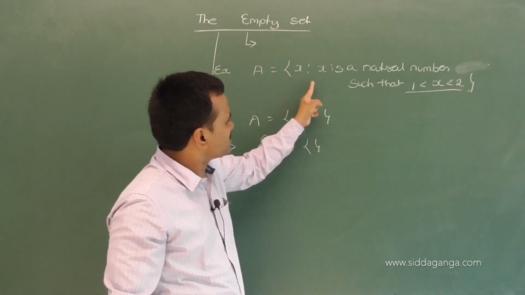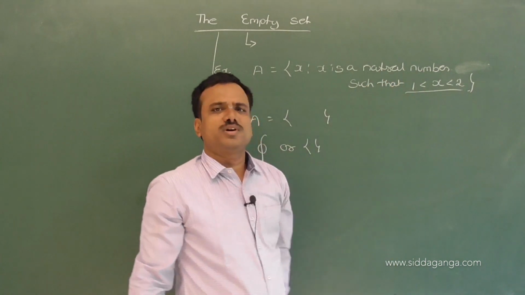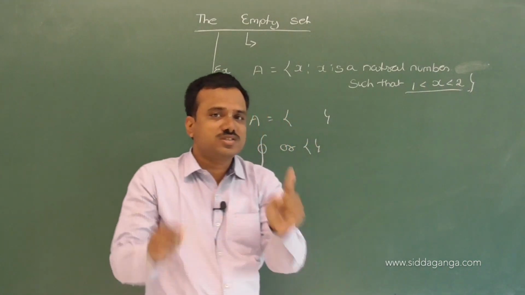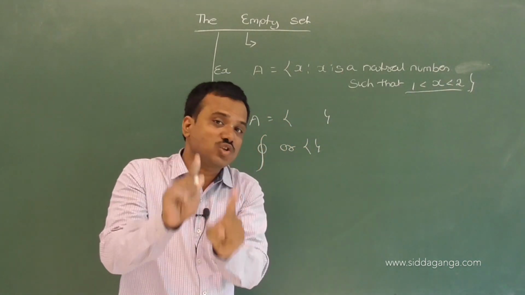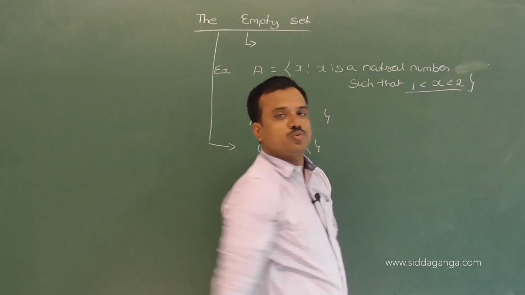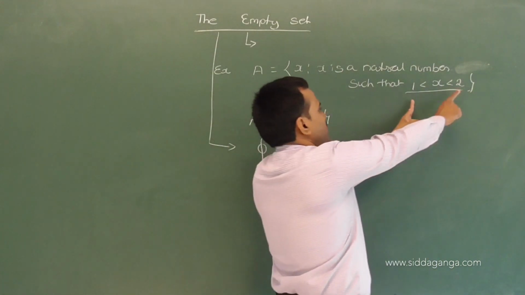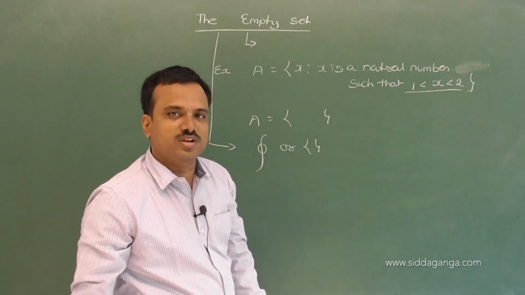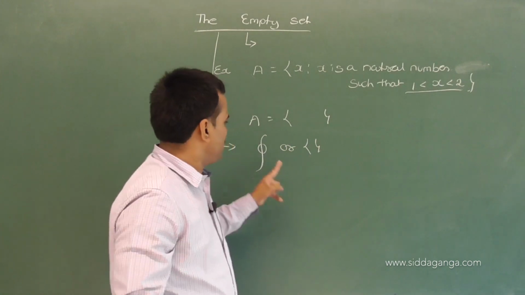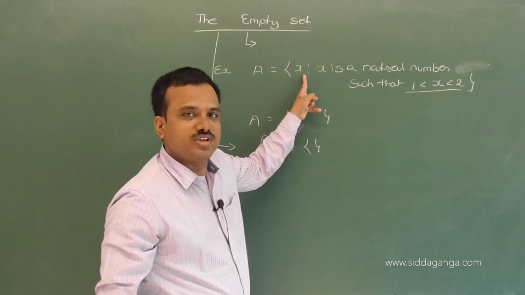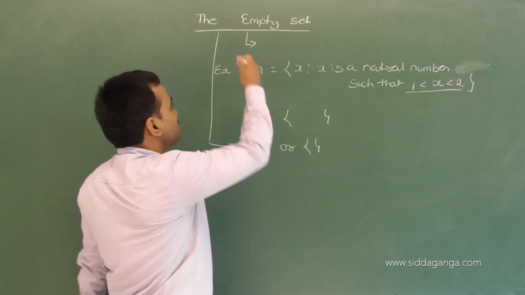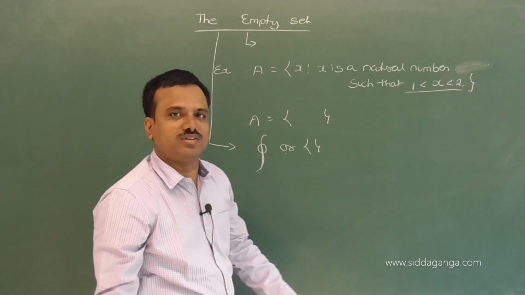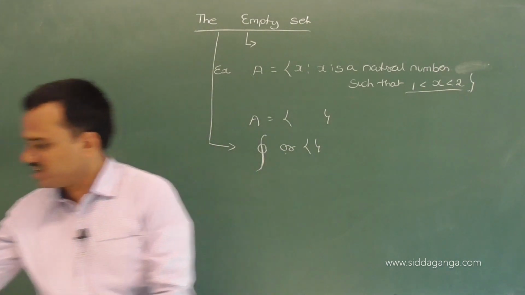Empty set. One best example: x is a natural number such that x is greater than 1 and less than 2. We have to write the natural numbers in between 1 and 2. There is no collection, correct? That's why the given set is an empty set. There are two methods of representing an empty set: this method or this method. Clear? So empty set is over.